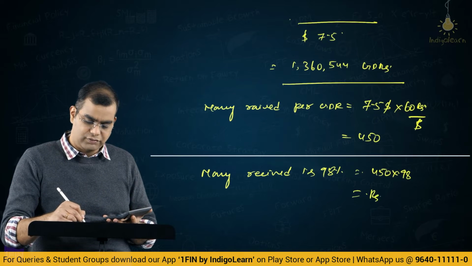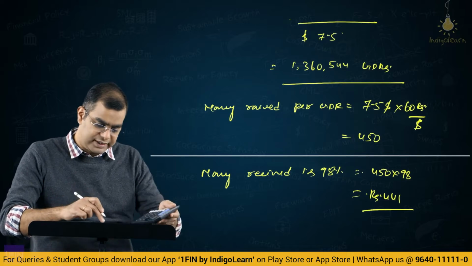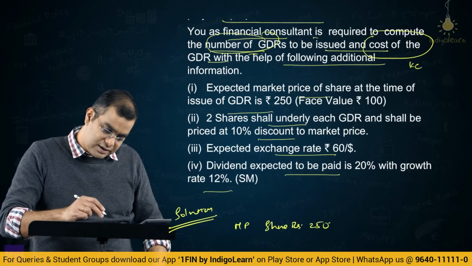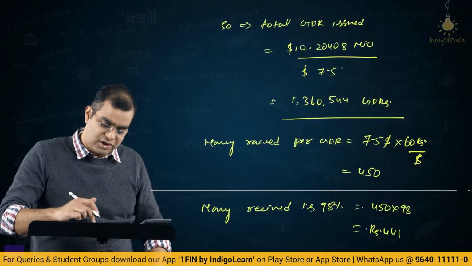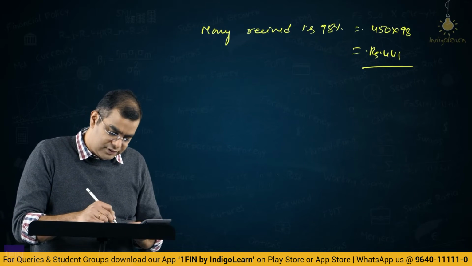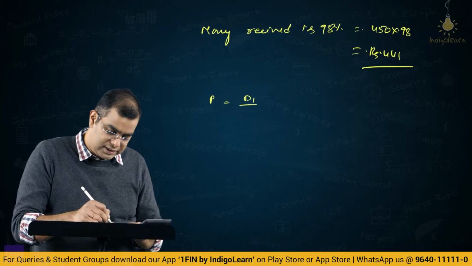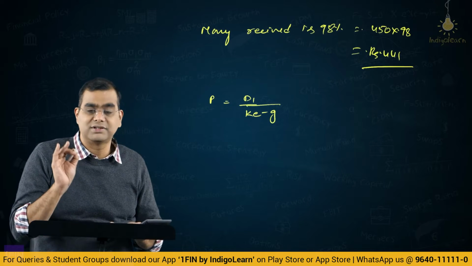Rupees 441. Okay, this is the next point. Then what did they ask? They said, what is the cost of GDR? What is the cost of GDR? P is equal to D1 by KE minus G. If you remember, this is the formula, right?